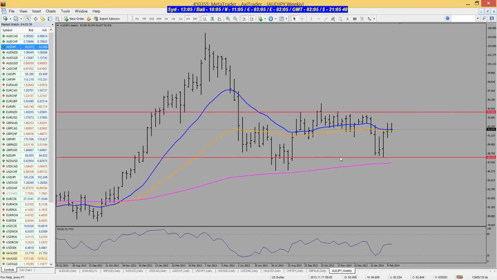Yeah, there's the bottom of your range. You're kind of in the middle of it, and so you wouldn't really be looking at that if that's the case.